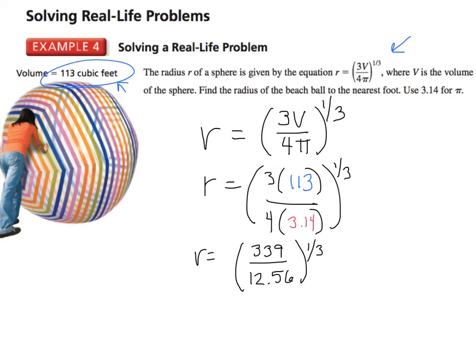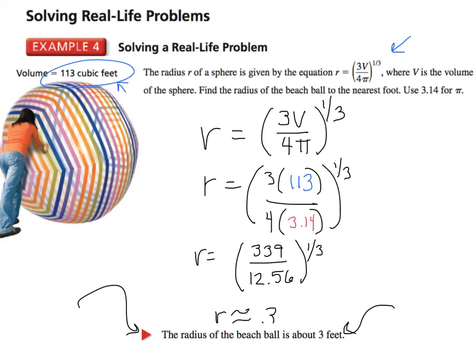Now, we could then take the cubed root of the whole thing, but the best way to do this is use your calculator. Graphing calculator is by far the best for this. So, 339 divided by 12.56 gives you a number. You take it to the 1/3 power, or the cubed root of it. You get r as the radius as approximately 3. So your final answer would say, right here, the radius of the beach ball is about 3 feet.